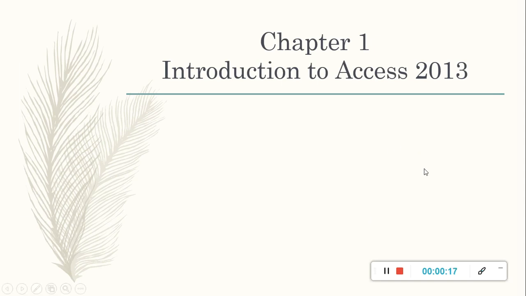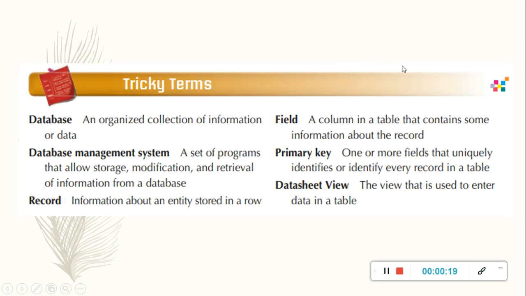Now, from this chapter you need to learn all the tricky terms which are there at the end of your chapter. See, the database: what do you mean by the database? An organized collection of information or data. Database management system: a set of programs that allow storage, modification and retrieval of information from a database.